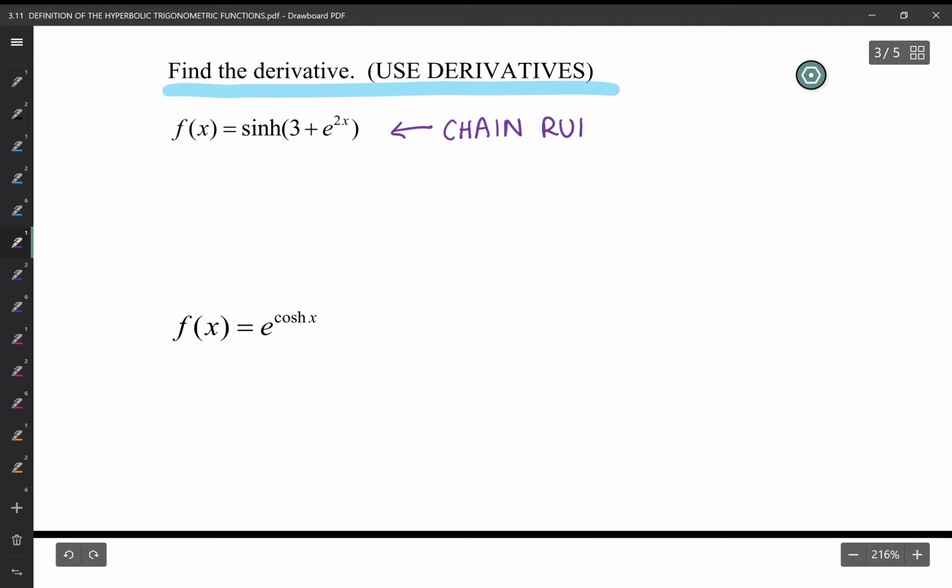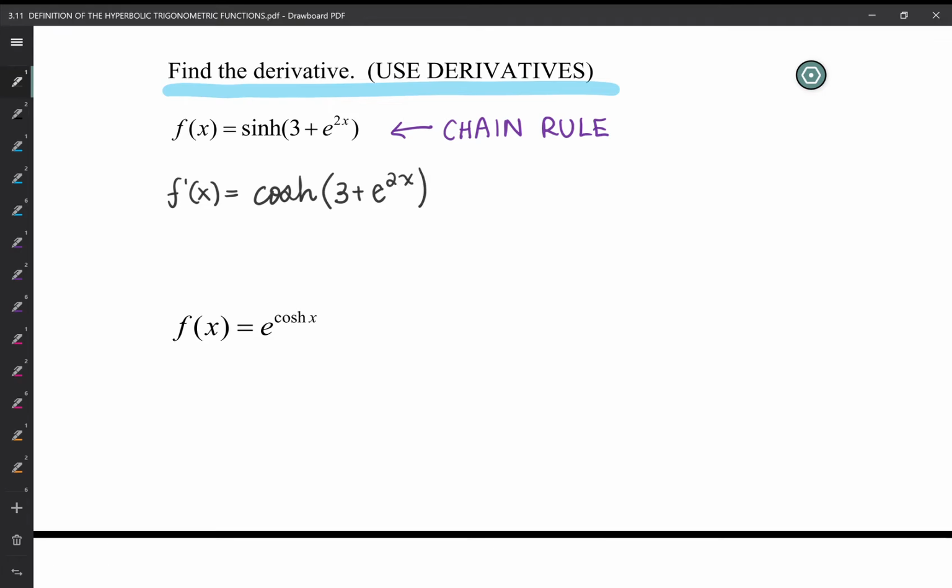For this first function, we have f of x is equal to the hyperbolic sine of the quantity 3 plus e to the 2x. In order to find the derivative of this function, we have to first find the derivative of the outside function. The derivative of the hyperbolic sine of x is the hyperbolic cosine. So we have the hyperbolic cosine of the inside function, which is 3 plus e to the 2x.